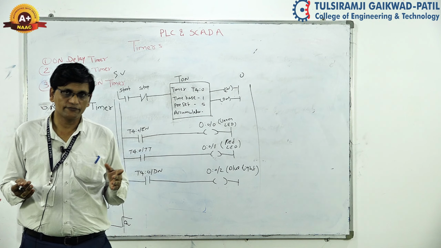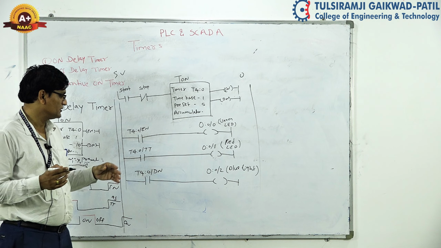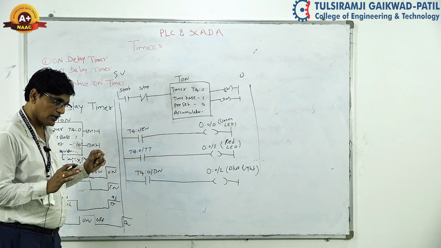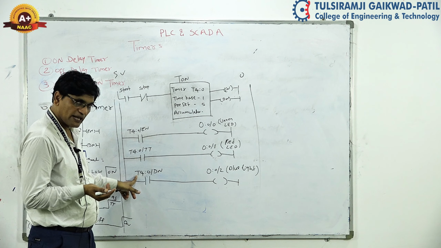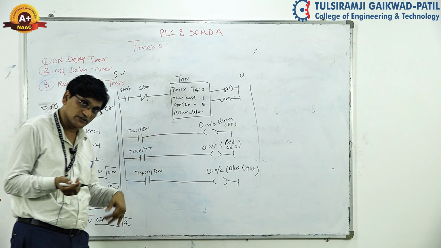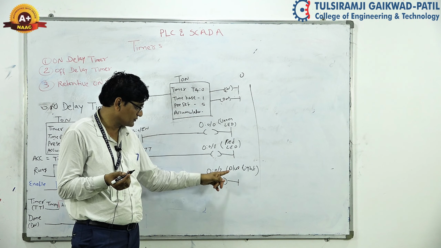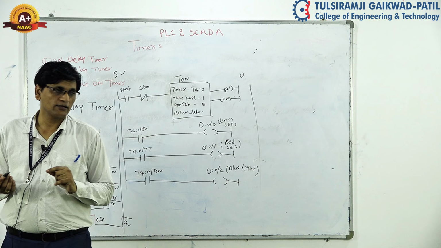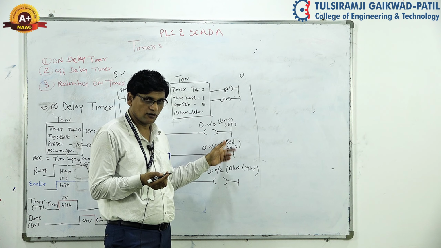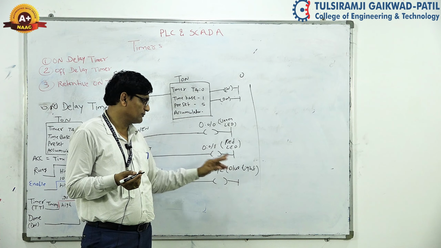The condition is that the preset value should be the set value, no? So if you want to start this blue light after the 4 seconds, this done bit will be active, means here T4:0/DN, the done bit, will be active after the 4 seconds. After the completion of 4 seconds, this blue light LED will be on. But up to 4 seconds, this red light LED will be on. After completion of the 4 seconds, you can see that this blue light LED will be on.